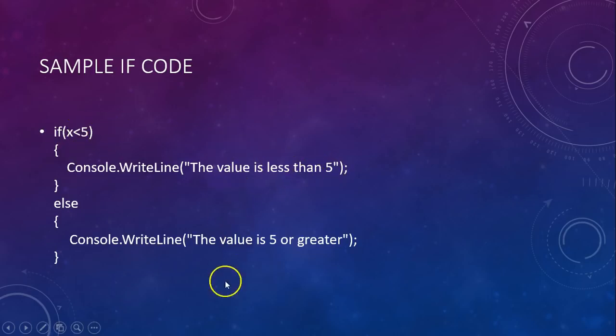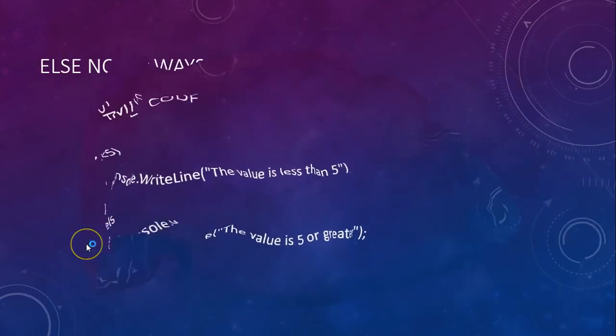Now, we don't simply have to put just print line statements. We could have it do other things inside of that. So, for example, if x is less than 5, I could have it add 1 to x, or add 10 to x, or multiply x. I can do whatever I want inside these two curly brackets. Same thing here: if it's not less than 5, I could have it do whatever I want inside of here.